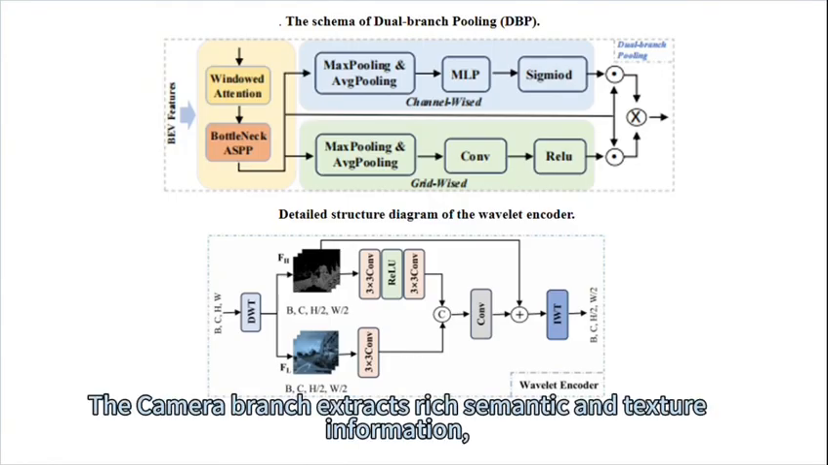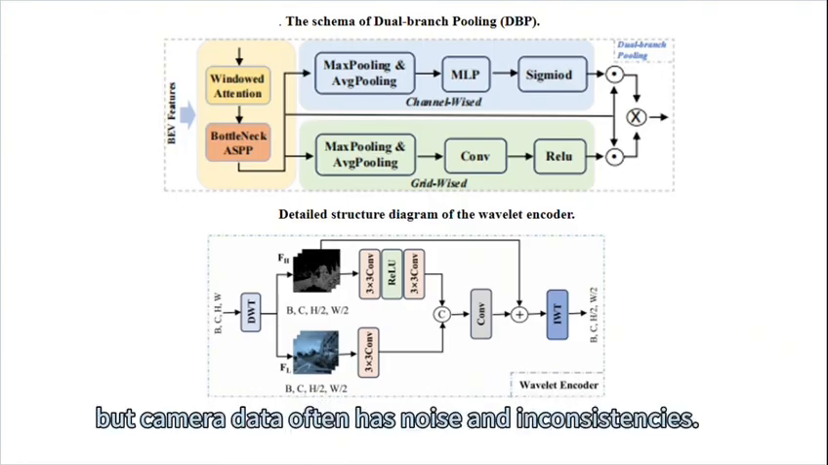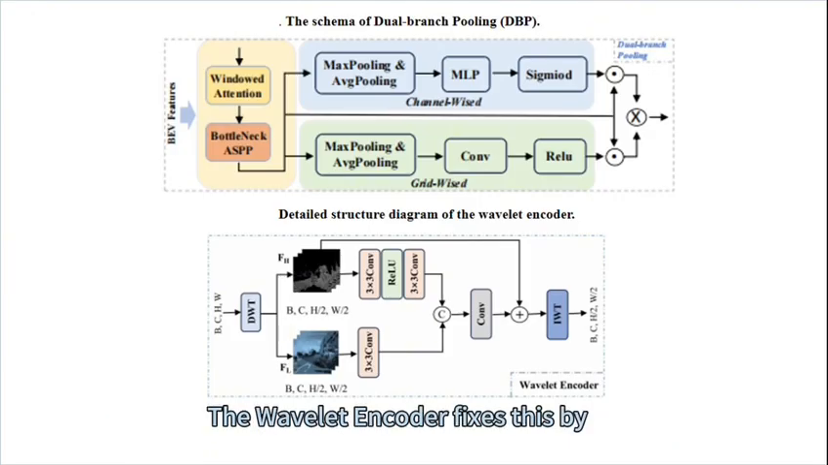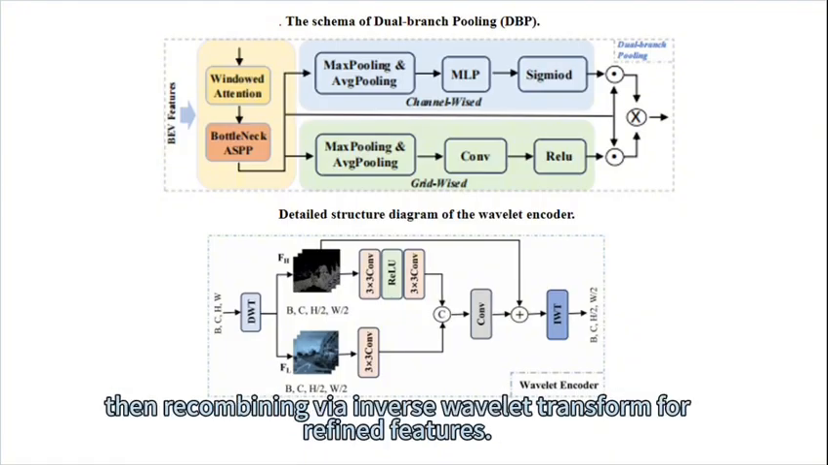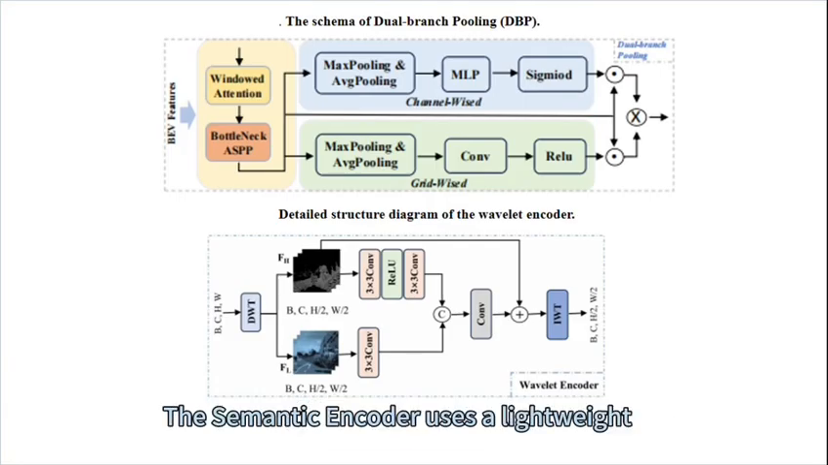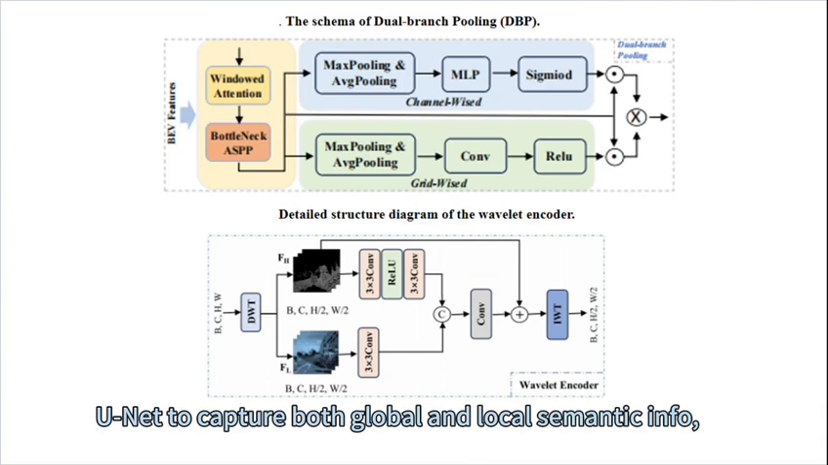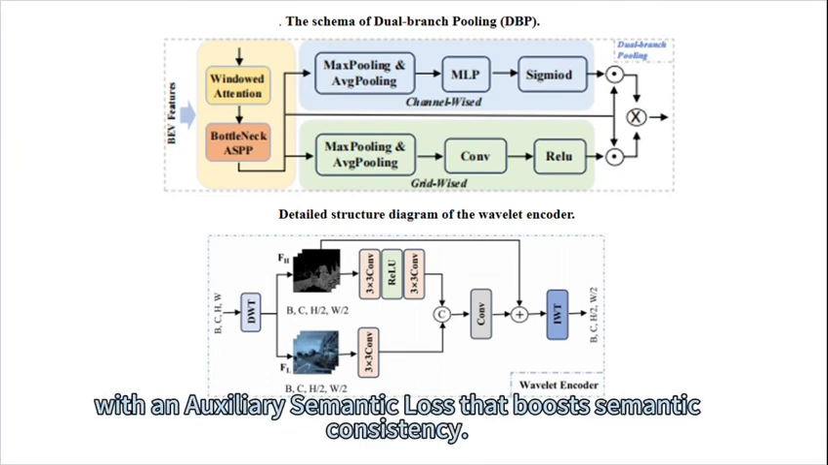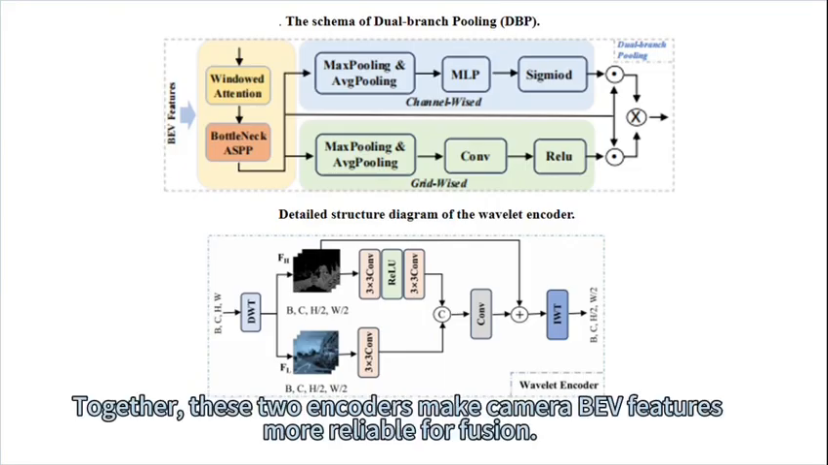The camera branch extracts rich semantic and texture information, but camera data often has noise and inconsistencies. The wavelet encoder fixes this by decomposing features into low-frequency and high-frequency components, processing high-frequency data to reduce noise, then recombining via inverse wavelet transform for refined features. The semantic encoder uses a lightweight unit to capture both global and local semantic info, with an auxiliary semantic loss that boosts semantic consistency. Together, these two encoders make camera BEV features more reliable for fusion.